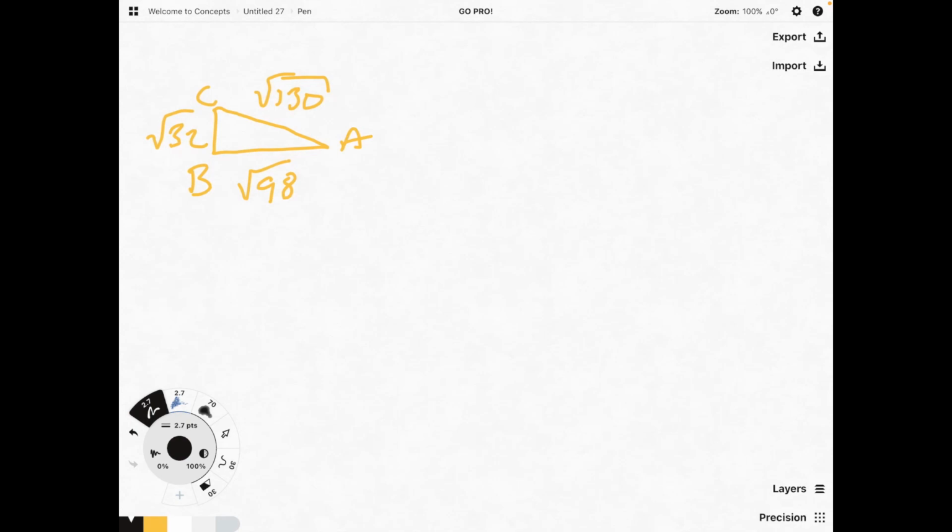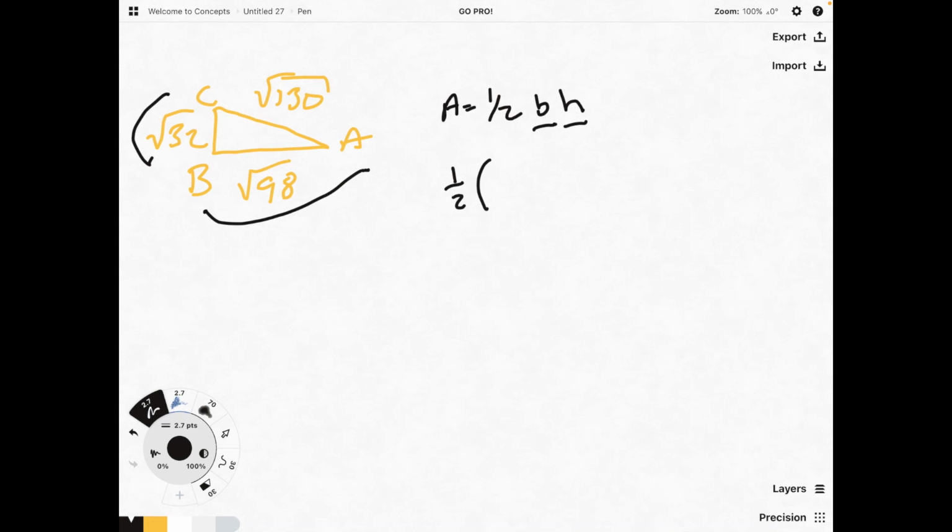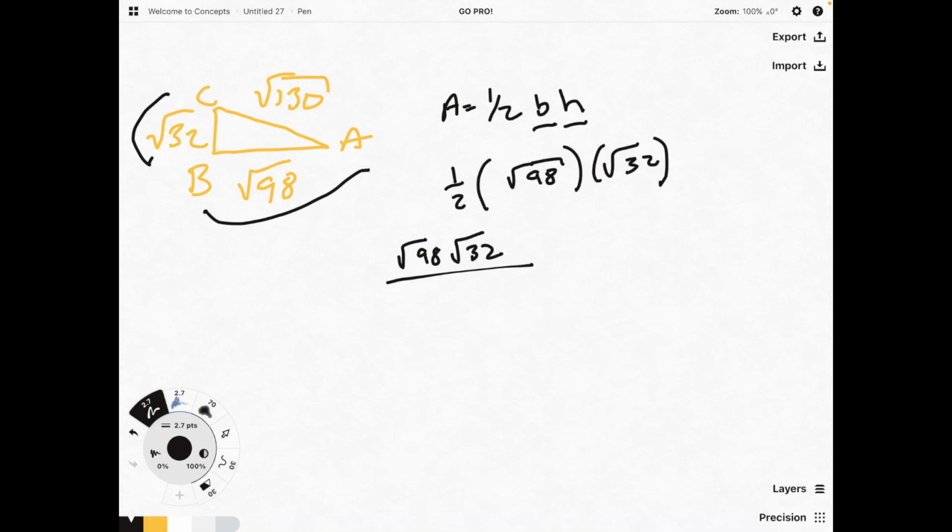Now that we have our values, we ask ourselves, what is the area of a triangle? Well, we know the area of a triangle is equal to 1/2 times the base times the height. We know the base, in this case the base is BA, and we know the height, in this case it's CB. All we need to do is plug in those numbers to find area. We have 1/2 multiplied by the base, which is square root of 98, times the height, which is the square root of 32. Rewriting this, we have the square root of 98 times the square root of 32, all over 2.